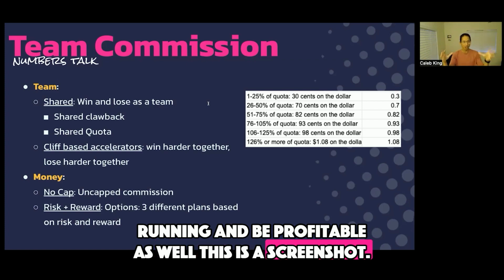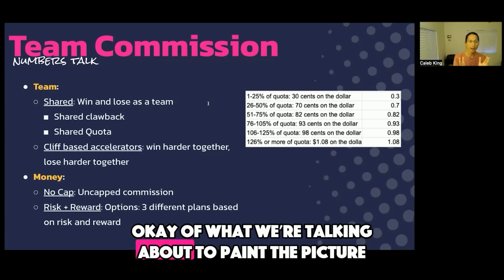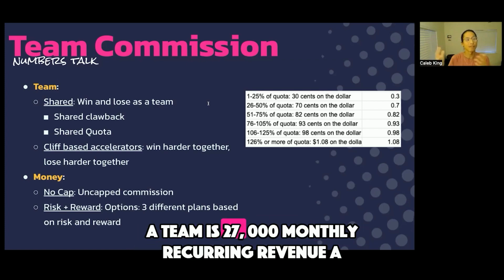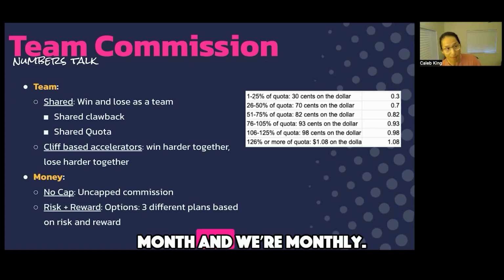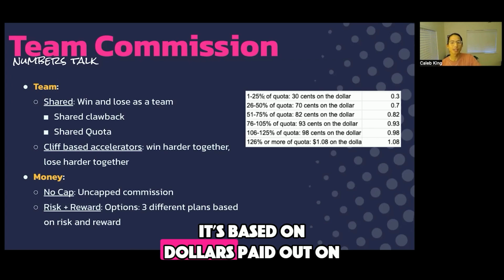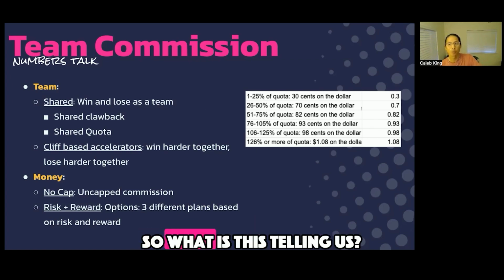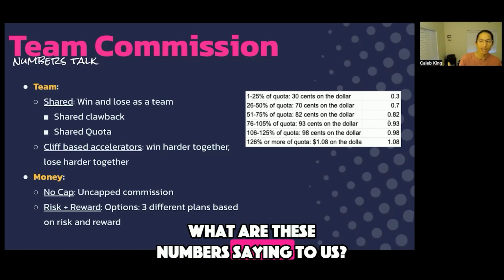This is a screenshot of what we're talking about to paint the picture. So if we're on a team-based quota, our quota as a team is 27,000 monthly recurring revenue a month, and we're monthly. It's based on dollars paid out on percentage to quota. So we're talking about cliffs here. So what is this telling us? What are these numbers saying to us?